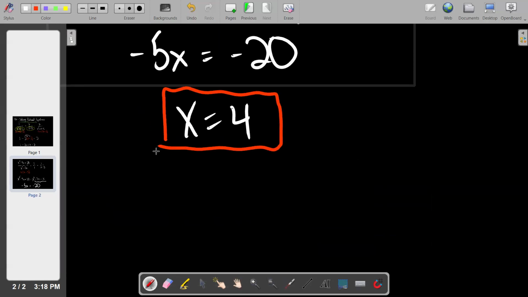When you do this in Delta Math, remember that if you have 2 answers that you want to enter, you either want to hit the little button that says add additional answer, or you can hit comma and it'll bring up a second answer box. Got it? Yes, sir. All right. Any questions at all? All right.